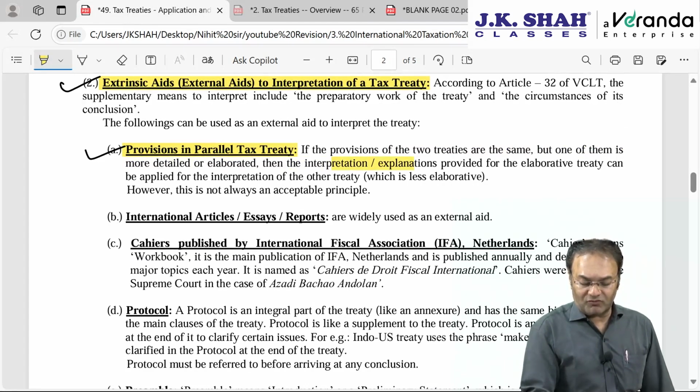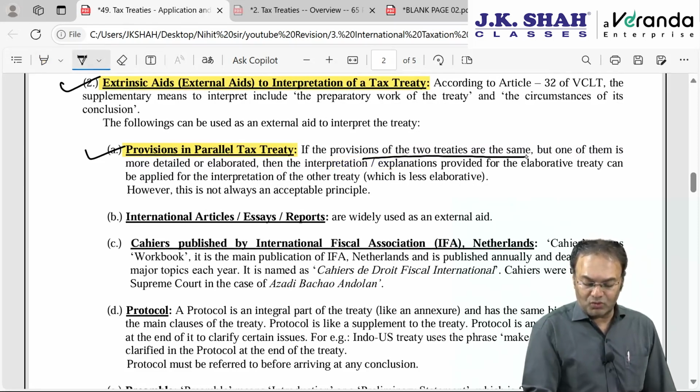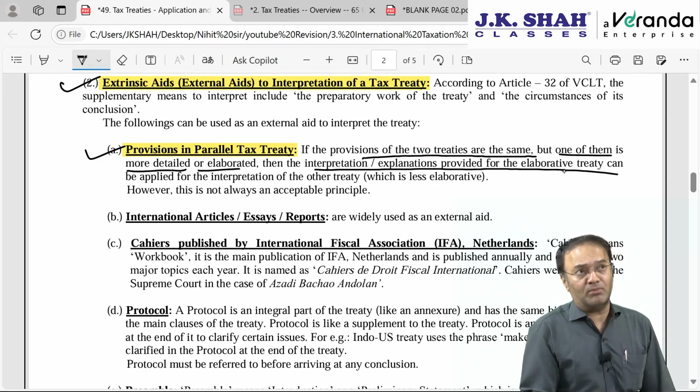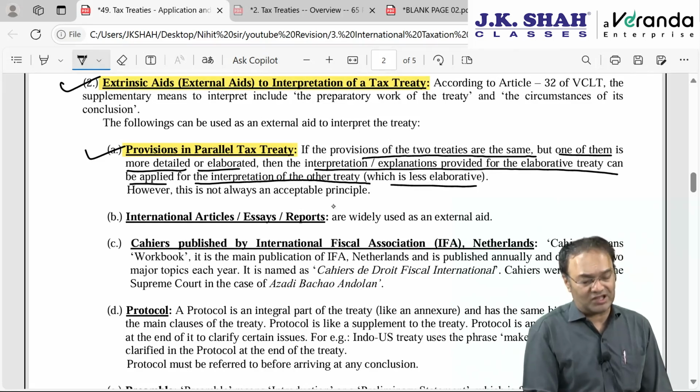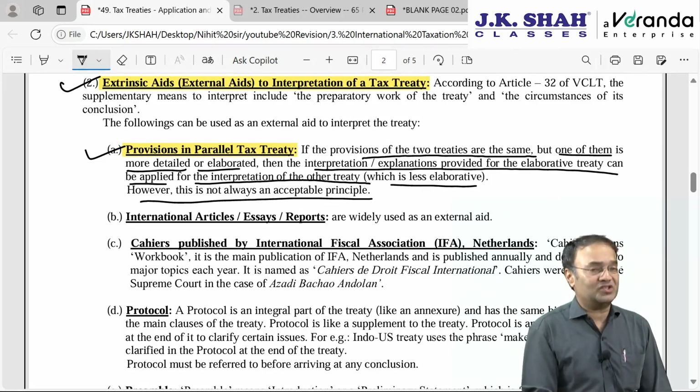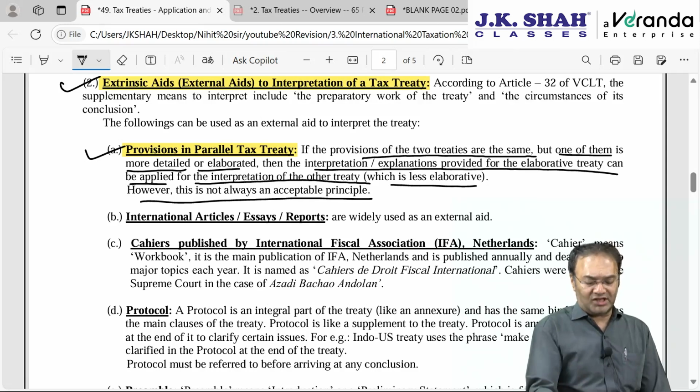Say the provisions of the two treaties are the same, but one of them is more detailed or elaborated. Then the interpretation or explanation provided in the more elaborative treaty can be applied for the interpretation of the other treaty, which is less elaborative. However, this is not always an acceptable principle, for reasons I already explained to you.